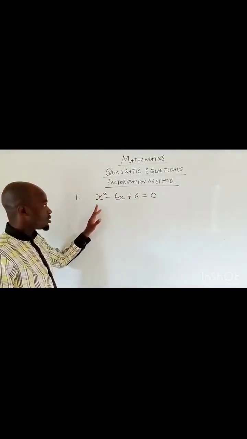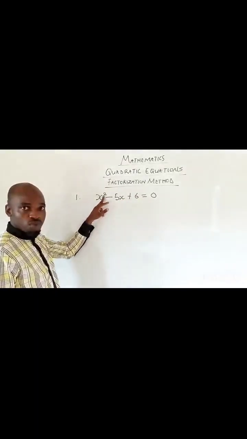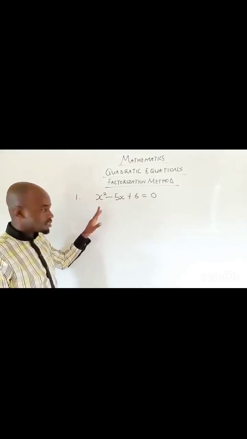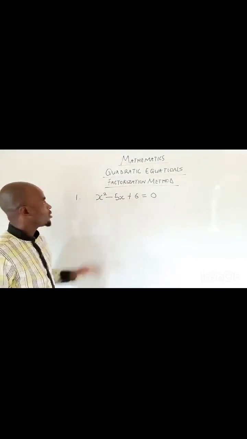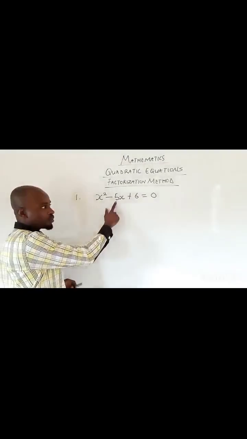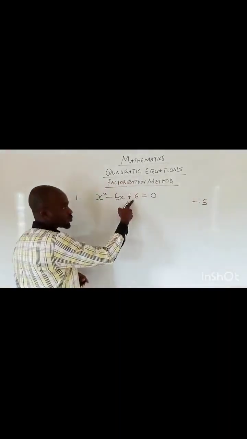Why? Notice the power of x here is 1, and the power of x here is 2. So the highest power of this equation is 2. That makes it a quadratic equation. Now, how do we factorize this? Before we start to factorize, consider the middle number. What do we have? Minus 5. And the last digit is plus 6.